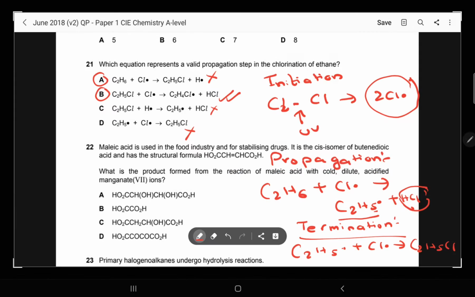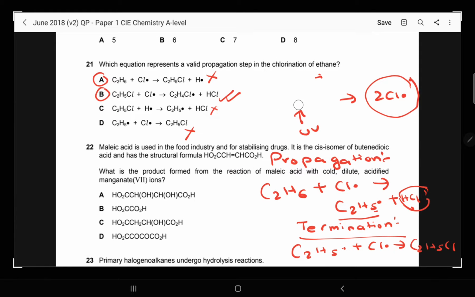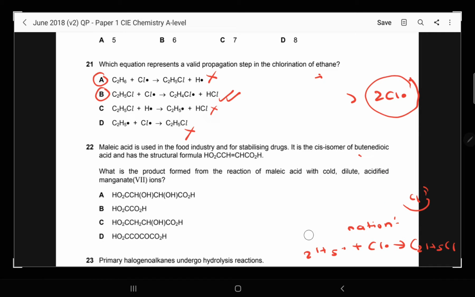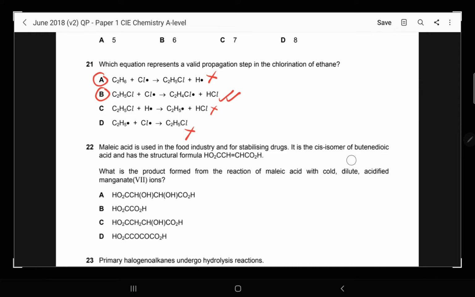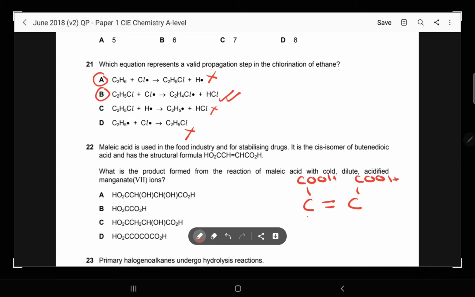Malic acid is used in the food industry and for stabilizing drugs. It is the cis isomer of butane dioic acid. So let's start with what this thing is. Butane dioic acid means that there are 4 carbon atoms here. There is a carbon-carbon double bond. There is going to be a COOH on top. There is going to be another COOH on top. There is going to be hydrogen, and there is going to be hydrogen over here. Now since it's the cis isomer, I put both the carboxylic acid groups on top.